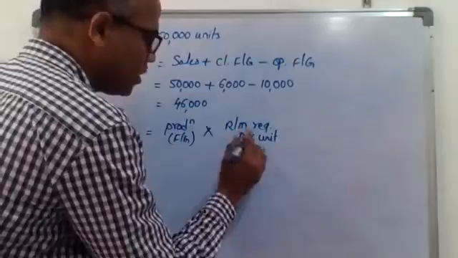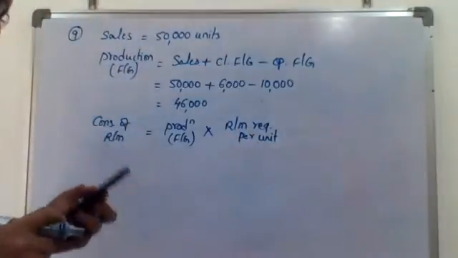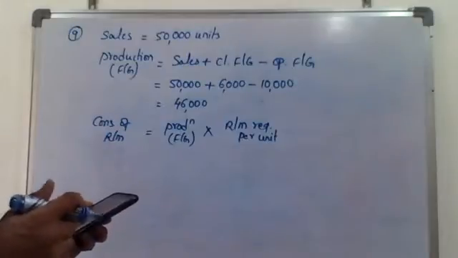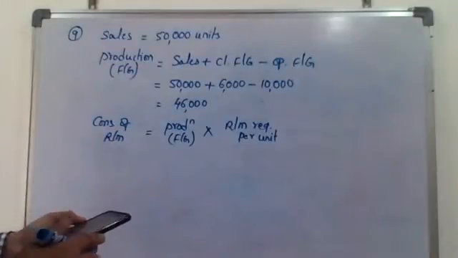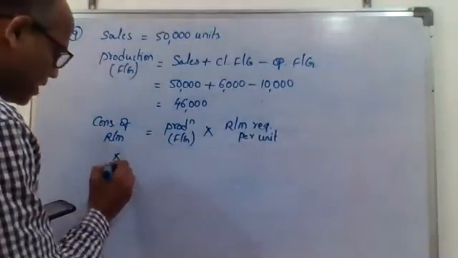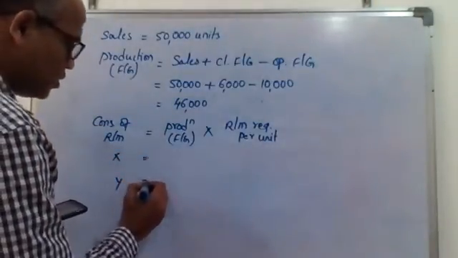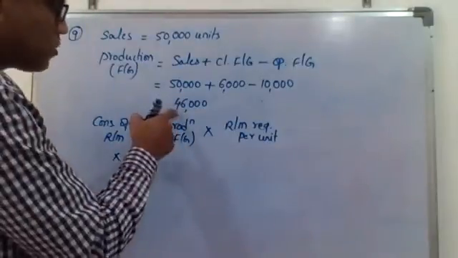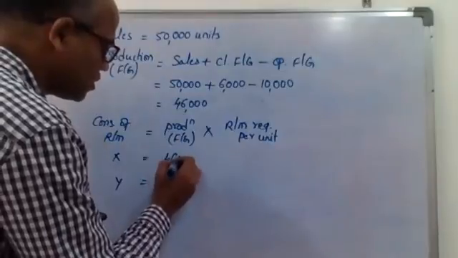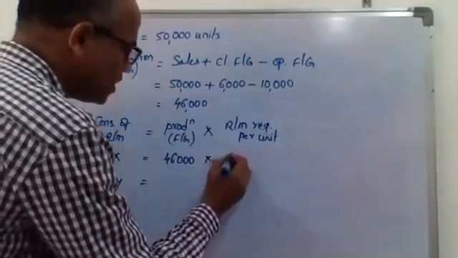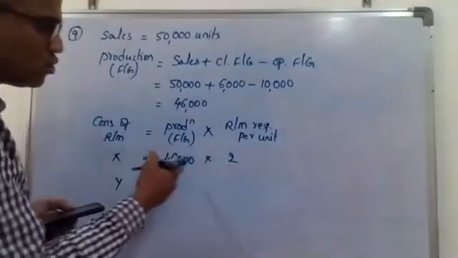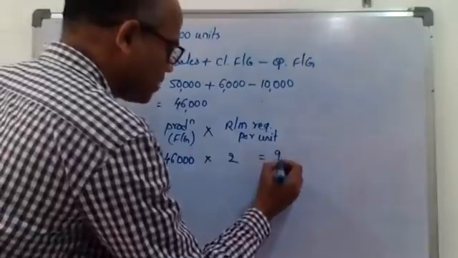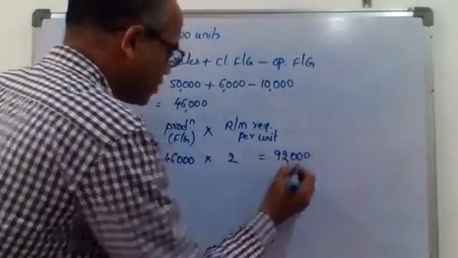Now, what is the raw material required per unit? That is given in the question. Go back to the question. He says, each unit of production requires 2 units of material X and 4 units of material Y. So, I am doing it for material X and material Y. Each unit requires 2 kilos of X and 4 kilos of Y. How many units are you planning to make? 46,000 units. To make each unit you require 2 kgs. So, to make 46,000 you require how much? 46,000 into 2 gives me 92,000 kilos of X required.